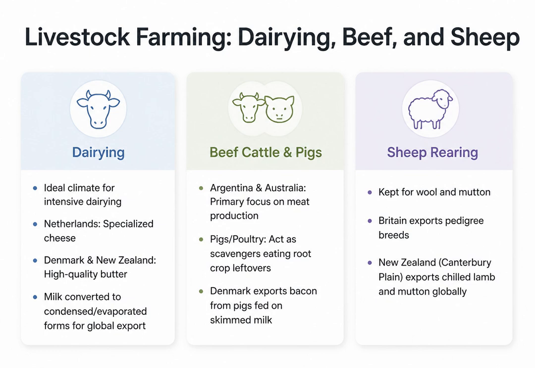Interestingly, in mixed farms, pigs and poultry act as scavengers, eating agricultural leftovers. Denmark uses skimmed milk, a byproduct of butter, to feed pigs, creating a massive bacon export industry. Finally, sheep are reared for both wool and mutton. While Britain exports elite pedigree sheep breeds, New Zealand utilizes the rain shadow of the Canterbury Plains to raise sheep, exporting chilled lamb across the globe.